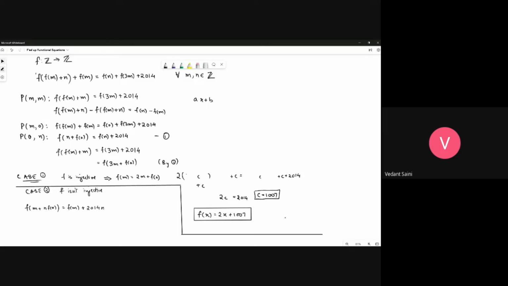For some a not equal to b. Yeah. What this means is essentially f of a equals f of b for some a, b such that a is not equal to b. Try to use this condition.